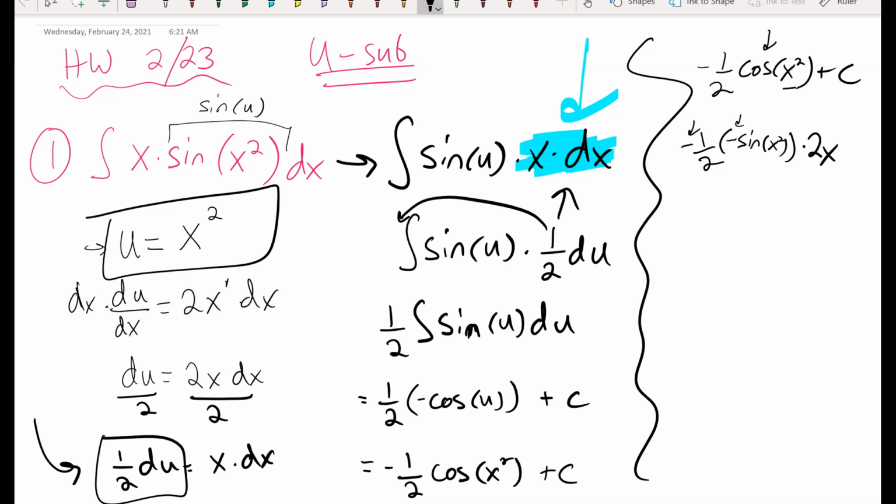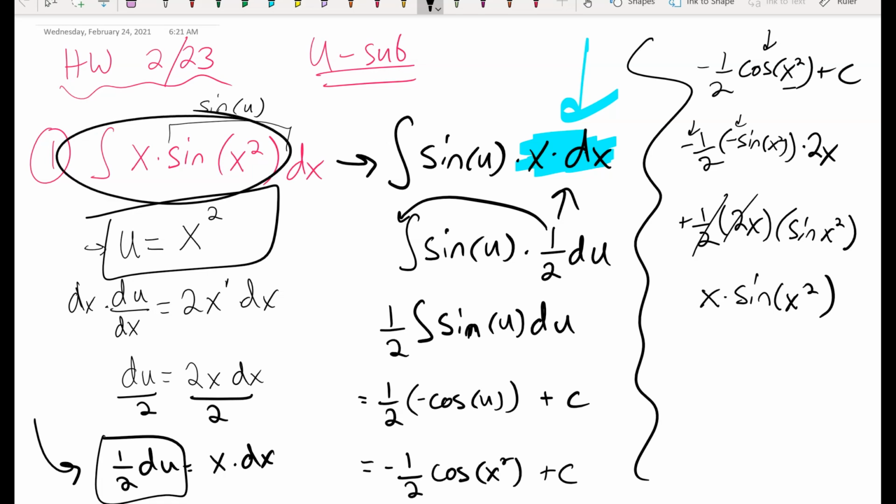So I've got a negative times a negative, so that's going to be a positive 1/2 times 2x times sine of x squared. And you should notice what's happening here. Well, 1/2 times 2 is just 1, so all I'm left with is x times sine of x squared, which is exactly the function we started with. So I could always check my integral answers just by differentiating to make sure I applied the rule correctly.